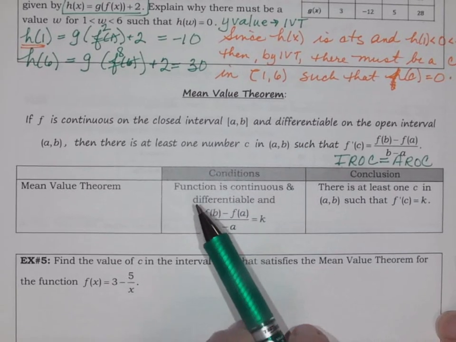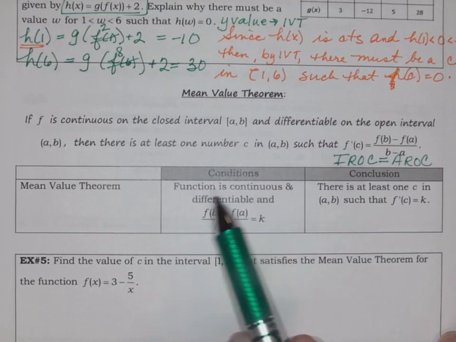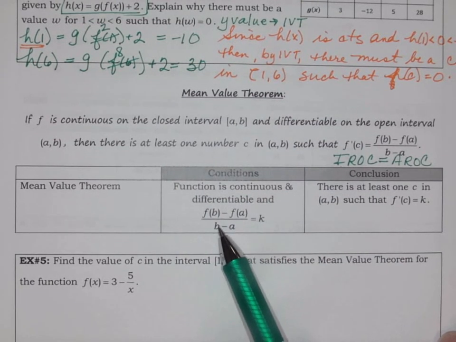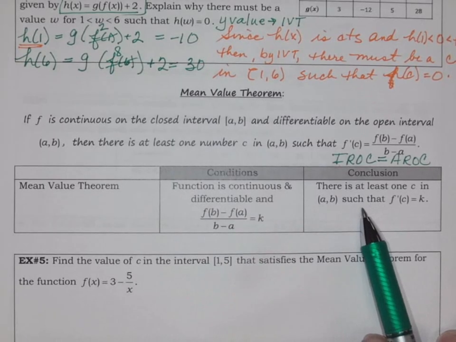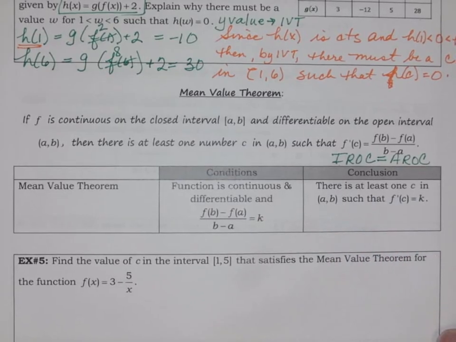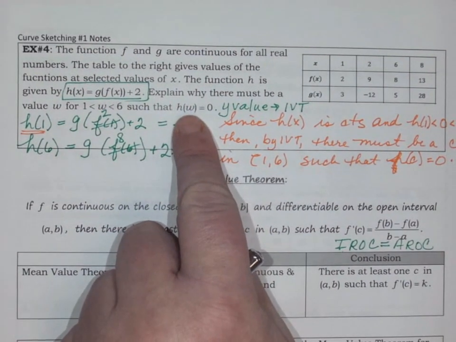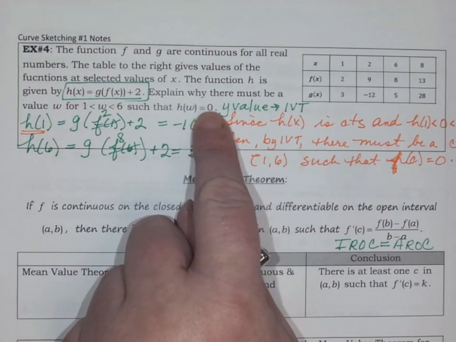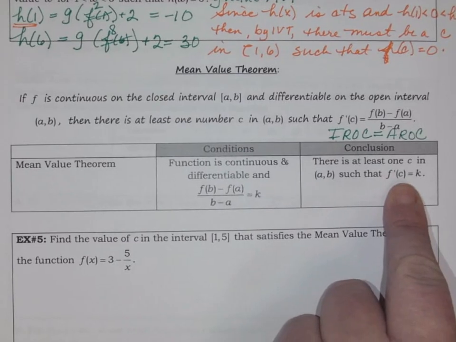Okay, so what are your conditions? What do you have to state in the since part of the sentence? You have to state that the function is continuous and differentiable, and you have to state what the average rate of change is. And then your conclusion is there is at least one c in a b such that f prime of c equals k. So if you notice, when we were doing intermediate value theorem, we were talking about the y value on the function h of something. On mean value theorem, we're talking about the derivative of the function, f prime of something.